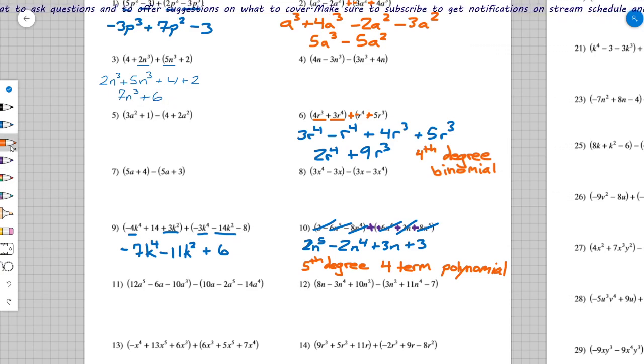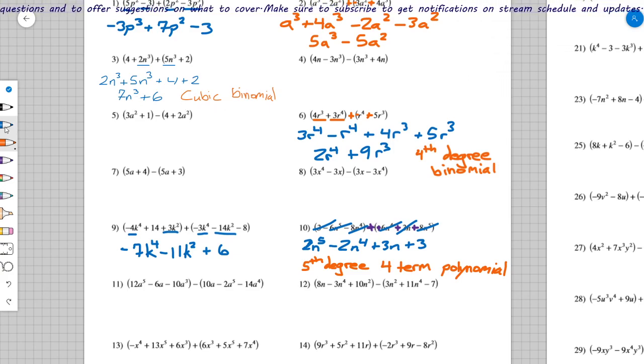And then if I was to name or label this, we would go off the degree first, which for this polynomial is 3. That's our highest exponent value. So it's going to be a cubic. And then based off the number of terms, we have 2 terms. So remember, bi means 2, so binomial. So that's how we get number 3.